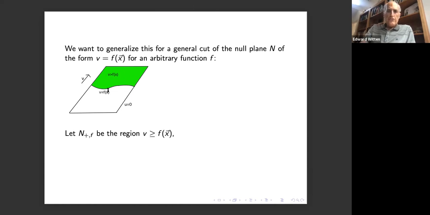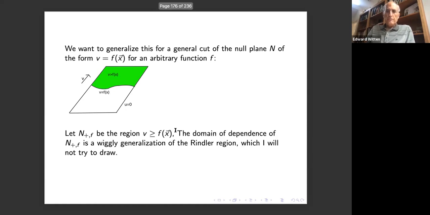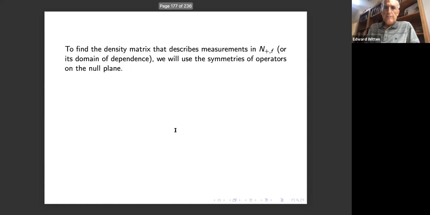So let N plus, comma F, be the region where V is bigger than F. So the domain of dependence of N plus F is a wiggly generalization of the Rindler region, but I didn't try to draw it. To find the density matrix that describes measurements in N plus, comma F, or its domain of dependence, we'll use the symmetries of operators on the null plane.